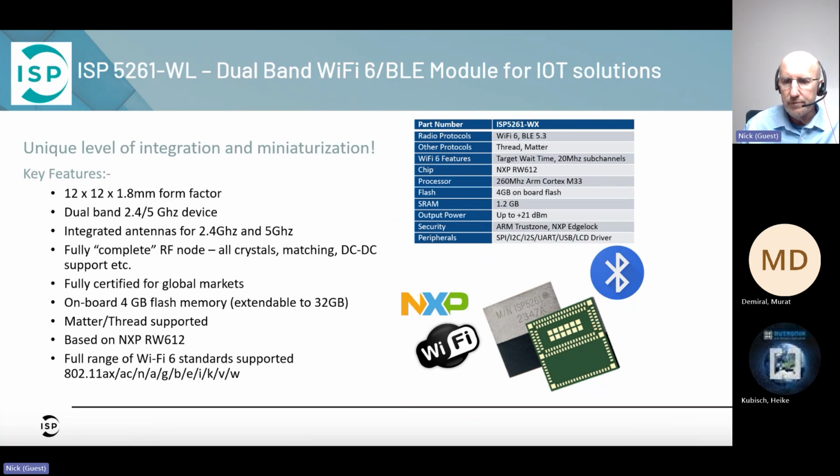As well as Wi-Fi and Bluetooth, it can also support Thread and Matter. So for smart home applications, if you wanted, you could build quite a sophisticated battery-powered application using Matter, using essentially this product as the core, and just connect whatever else you want for that particular application. And this is based on an NXP chipset, which is the RW612.